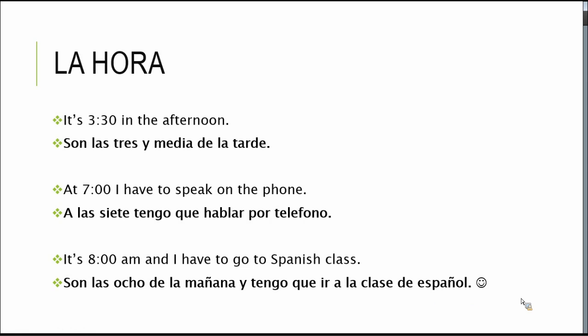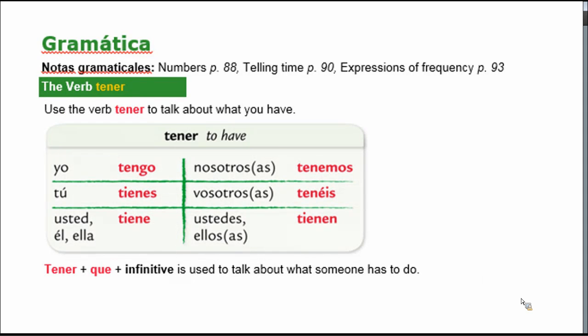Okay, before we move on, questions about telling time? What to use, when? The son las, es la, a las, making sense? Okay, great. Great responses, you guys. I appreciate the feedback.